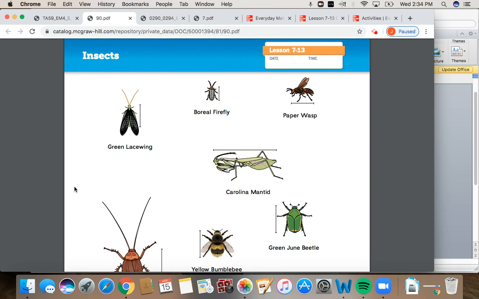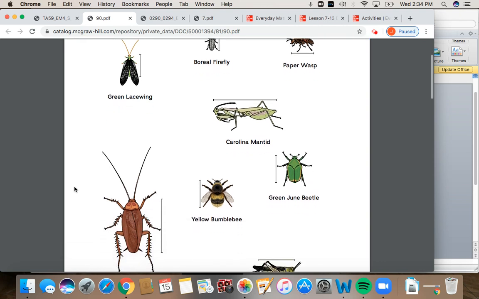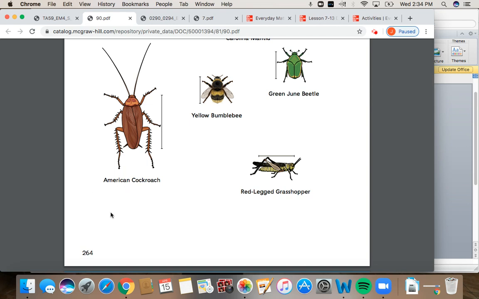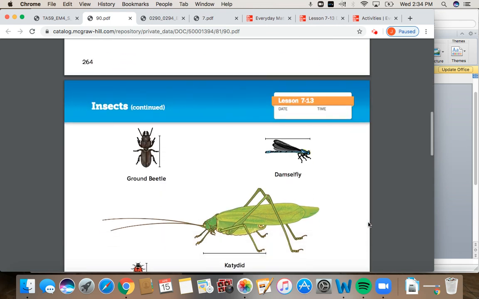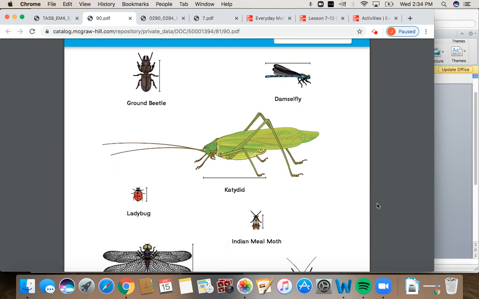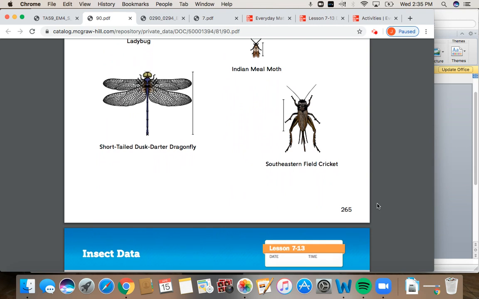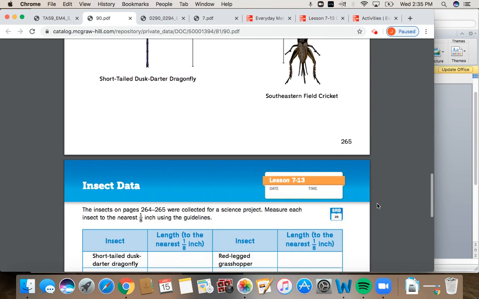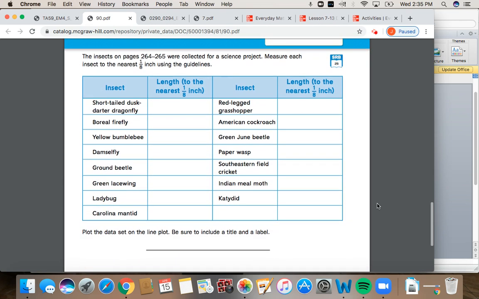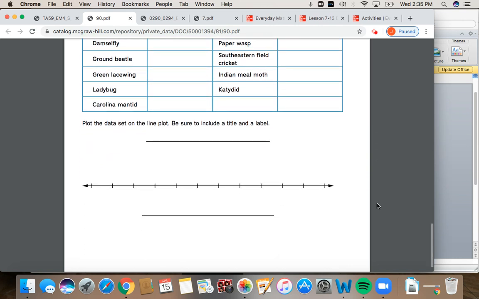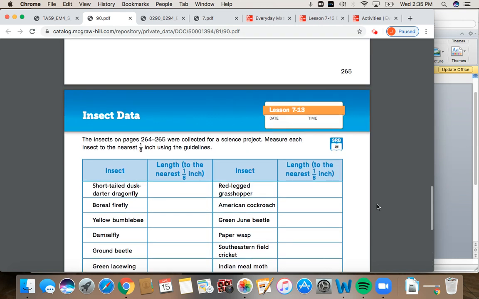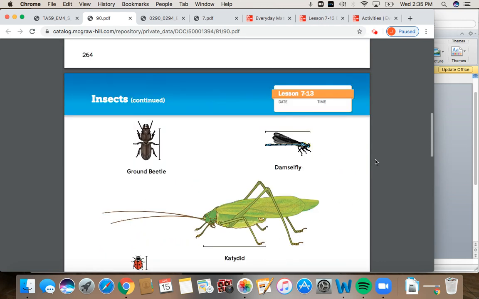So here's some of our insects that you can measure. I'm going to scroll down a little bit. We don't want to forget about our American cockroach and our red-legged grasshopper. I'm going to go down a little bit more. Here's some of our other insects that you can measure. Remember, we're measuring to the nearest eighth. And here's our insects towards the bottom. And if you're working in your journal, then after you get your measures, you're going to write them in and create a line plot using all of your data. So that's what you're going to do.